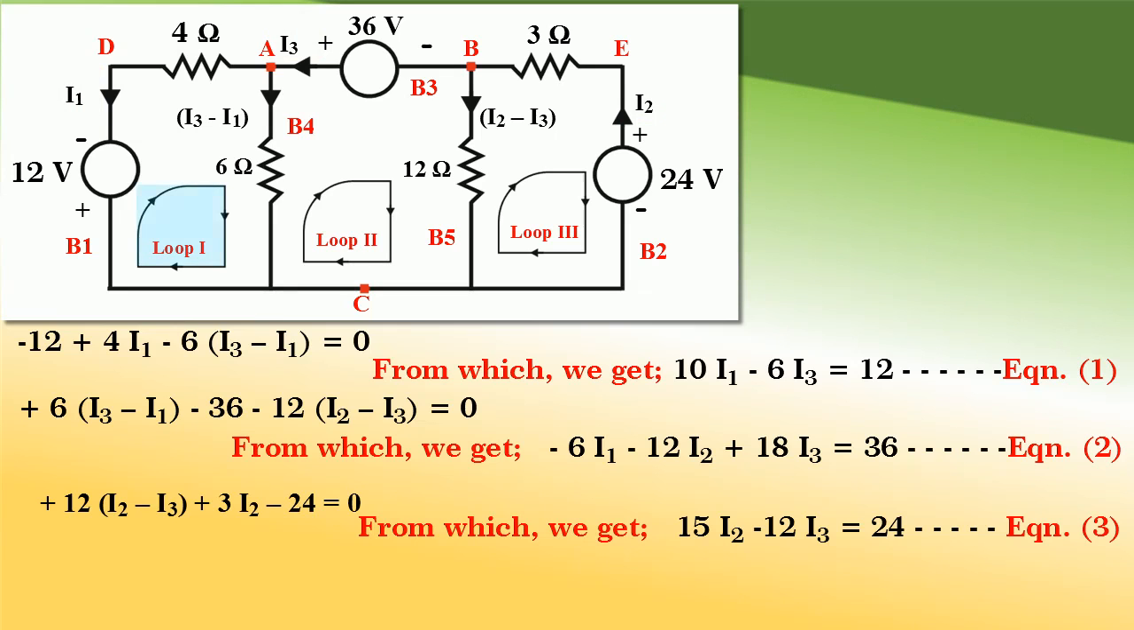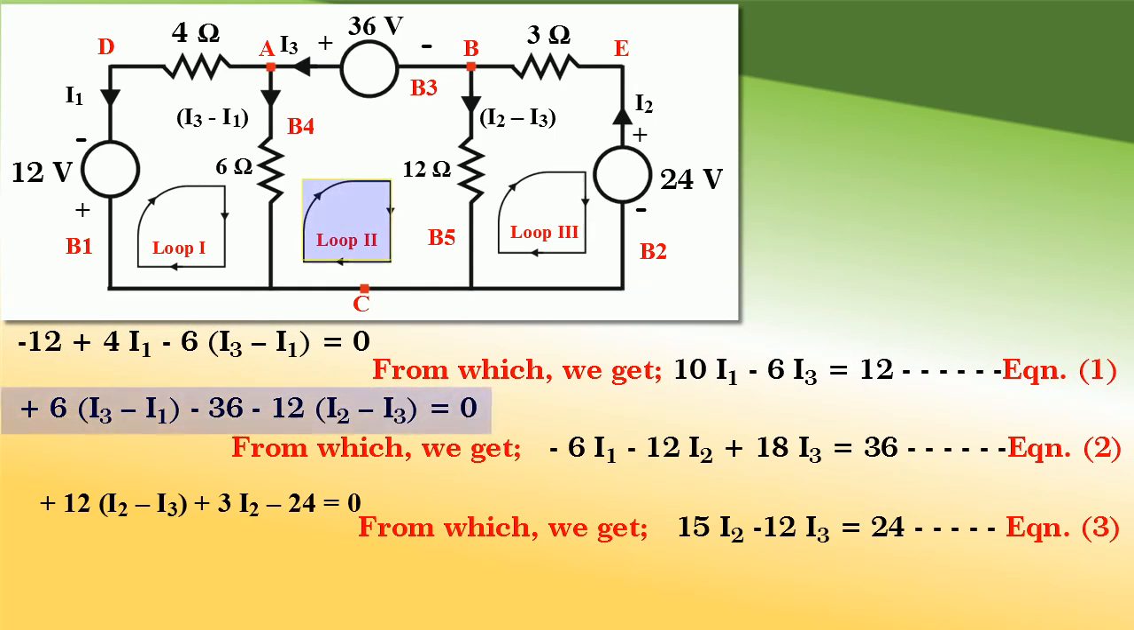So, by tracing loop 1 in the clockwise direction and writing the Kirchhoff's voltage equation, we get minus 12 plus 4I1 minus 6 into bracket I3 minus I1 is equal to 0. And if you rearrange this equation, we get 10I1 minus 6I3 is equal to 12. Let it be equation 1.